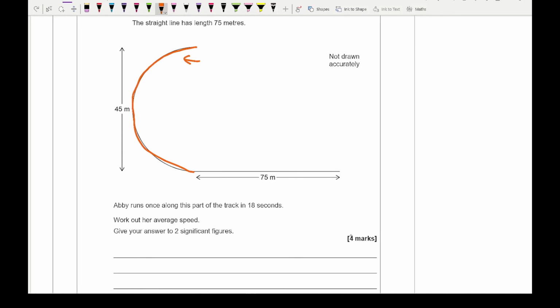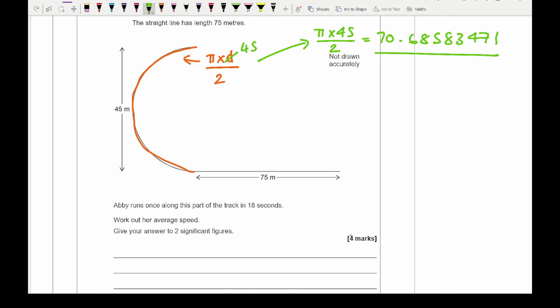Now the perimeter of a circle is pi times d, but this is a semicircle, so we need to divide by 2. It tells us that the diameter of the circle is 45. So to work out this part, I need to do pi times 45 divided by 2, and if I type that all into my calculator, I get an answer of 70.68583471. Now again, if you want to round that number, that's fine, but certainly don't use 70.